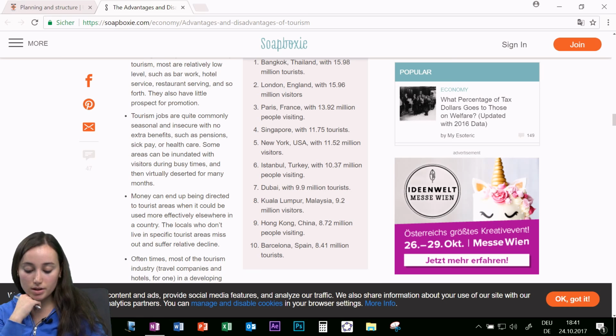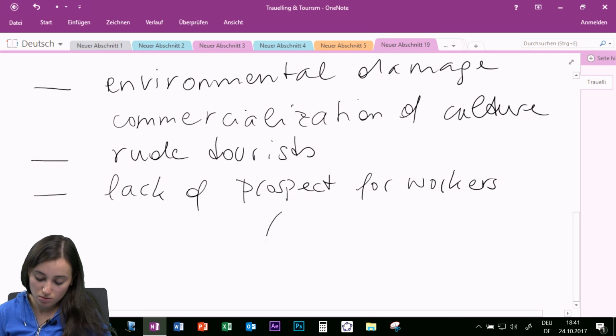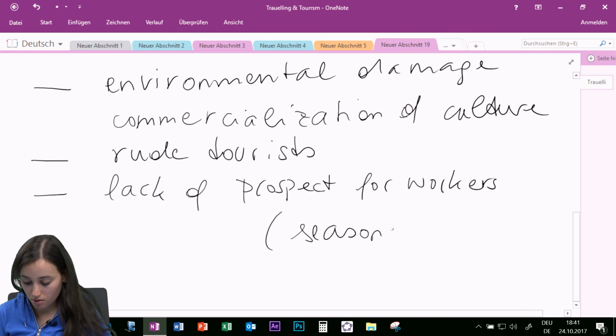Tourism jobs are quite commonly seasonal and insecure with no extra benefits such as pensions, sick pay or health care. So again, tourism, which I'll just write in brackets, seasonal job.